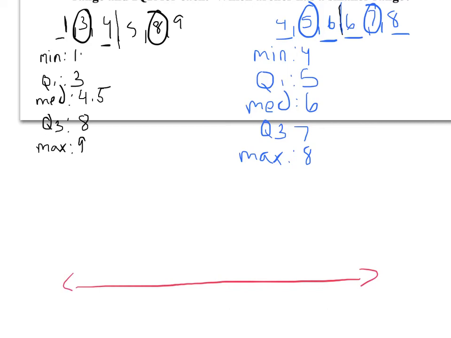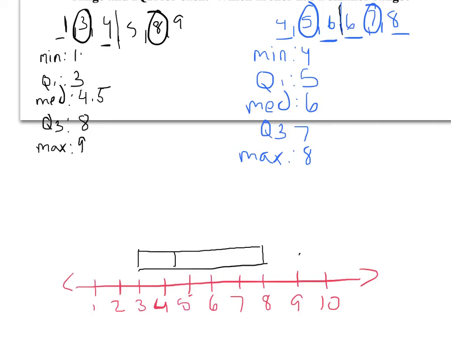Okay. So now, make one number line to graph both of these on. That one goes from 1 to 9, 4 to 8, so 1, 2, 3, 4, 5, 6, 7, 8, 9, 10. Okay, so I'll go with the first one here. Well, 3, 4.5, 8. So there's the box. The max was 9, minimum 1. Okay, now the second guy. 5, 6, 7. The max was 8. The minimum 4. So there's making the box plots.